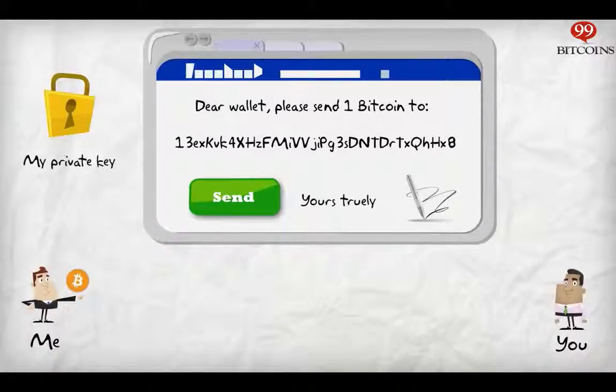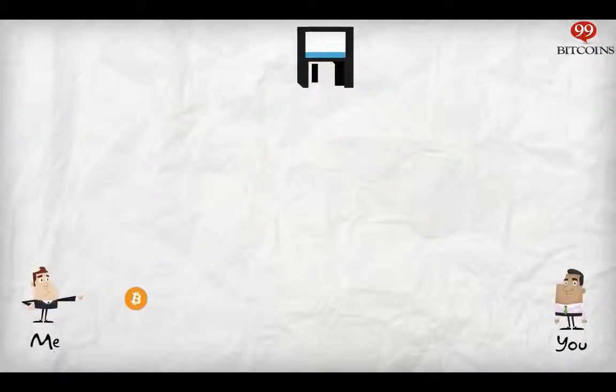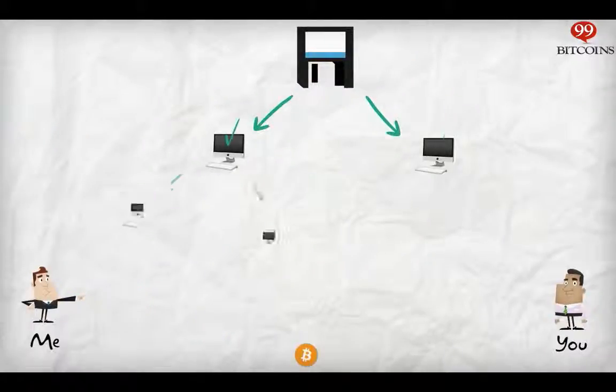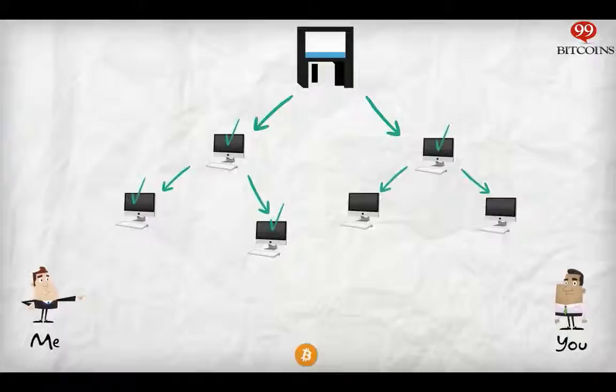The wallet will then group this signature along with my transaction message into a file. This file will be shared with nodes around the network that will verify its validity using only my public key. If something doesn't add up, they'll reject it and stop sharing it.